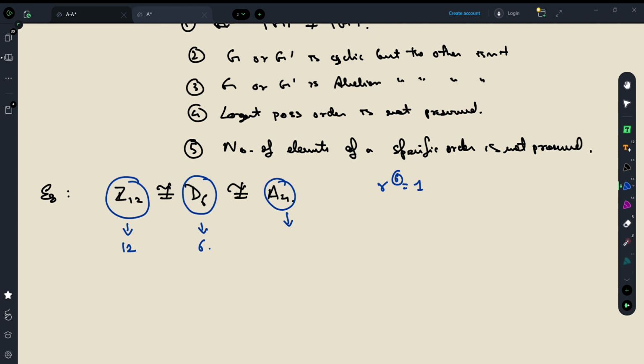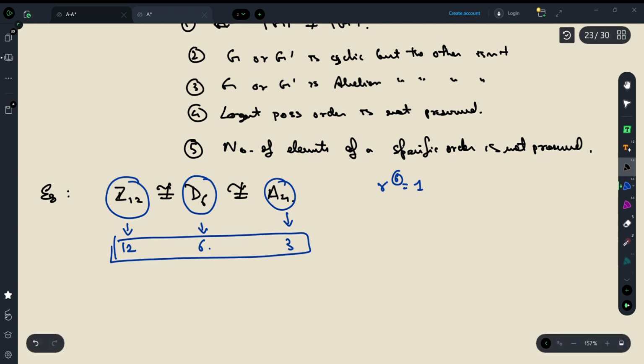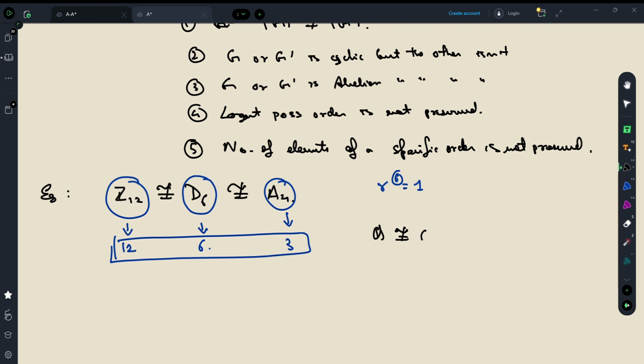What is the largest possible order in A4? Recall that A4 consists of all even permutations of S4. An odd cycle gives you an even permutation. So what is the largest possible odd cycle in A4? It's a 3 cycle, right? So the largest possible order in A4 is precisely 3, because the order of a cycle is exactly equal to its length. So they are not preserved at all, right? Therefore, they cannot be isomorphic to each other.